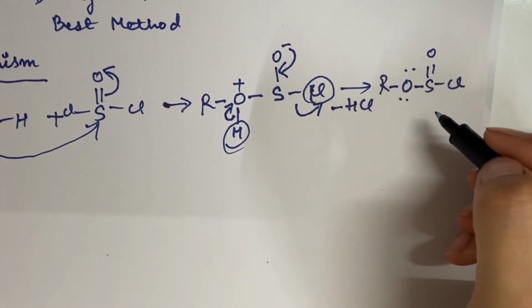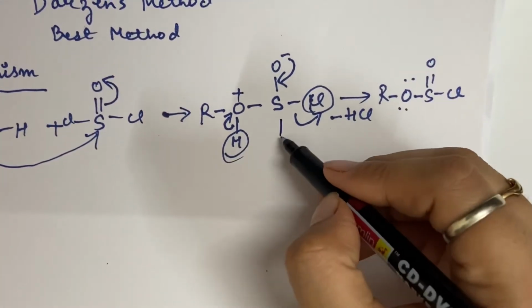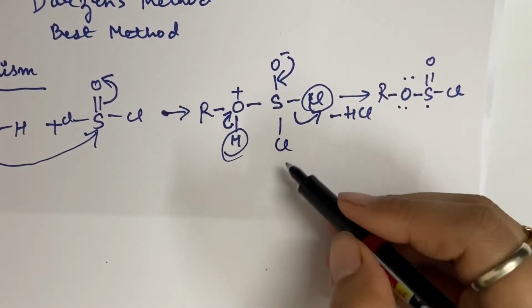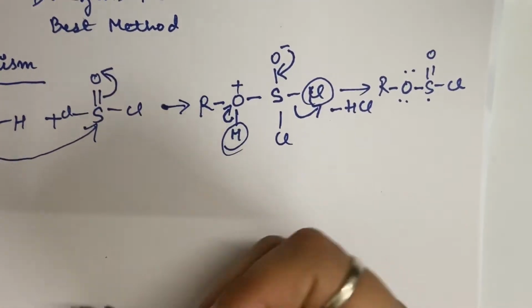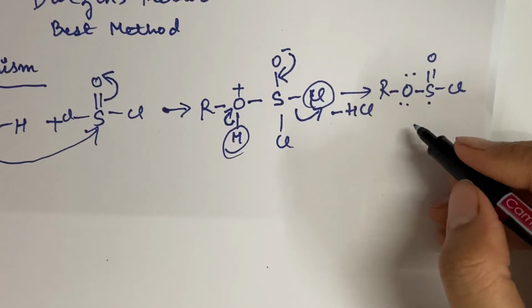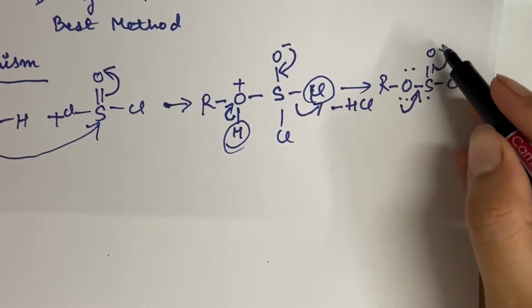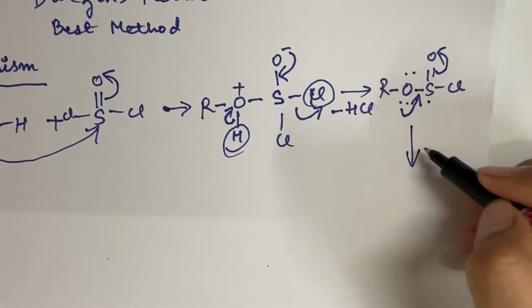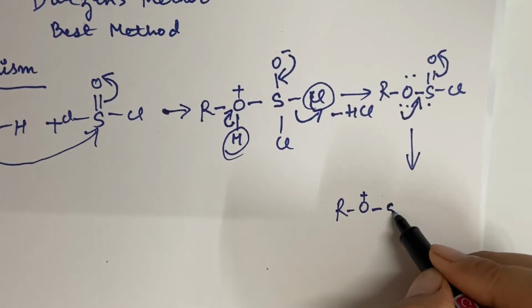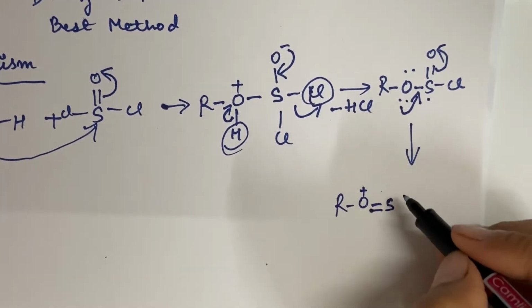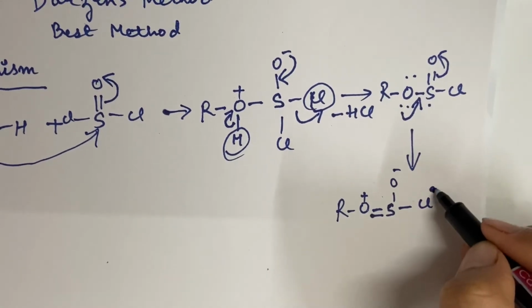So after that, what we can do, there should be one Cl here, and the Cl has gone, so one Cl is left because it is SOCl2, that's why. So now what will happen? Again this lone pair will be donated to this bond, and then this oxygen will go from here. So it will form R O positive, then double bond will come here, O negative, and single bond Cl, not Cl minus, only Cl.